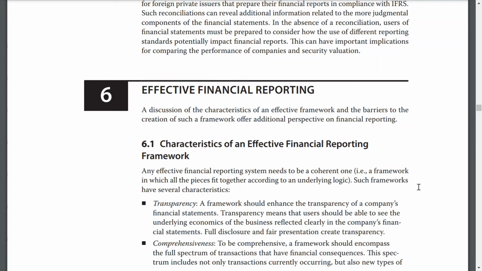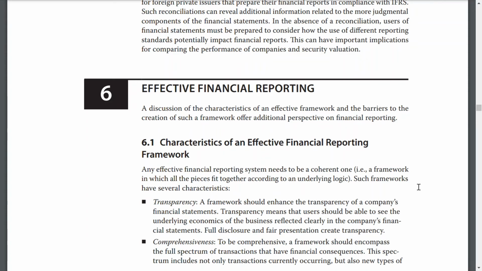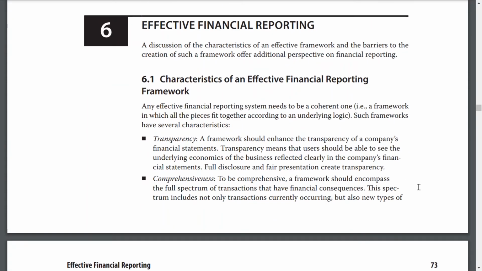Characteristics of an effective financial reporting framework. Any effective financial reporting system needs to be a coherent one. Such frameworks have several characteristics. Transparency. A framework should enhance the transparency of a company's financial statements. Transparency means that users should be able to see the underlying economics of the business reflected clearly in the company's financial statements. Full disclosures and full, fair representation create transparency.